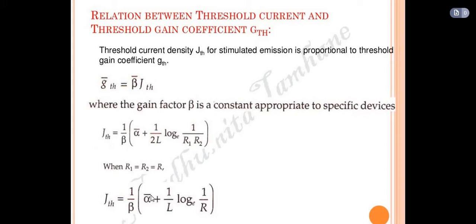We obtain the density for the threshold current and the threshold gain coefficient for the given laser component. So we take both things into consideration whenever we want to do their analysis. This is how their analysis can be obtained.